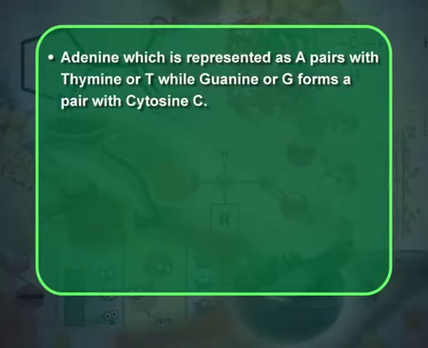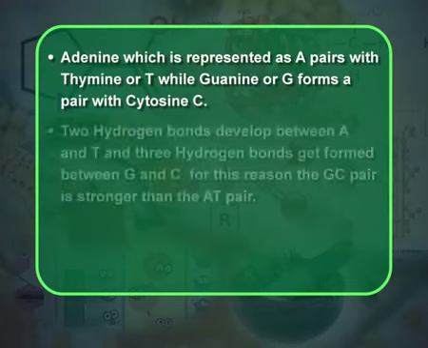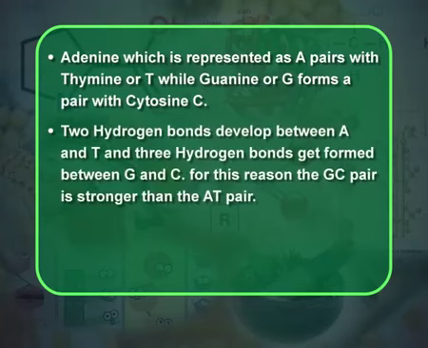Adenine, which is represented as A, pairs with thymine or T, while guanine forms a pair with cytosine, that is pairing between A and T and between G and C. Now, 2 hydrogen bonds develop between A and T and 3 hydrogen bonds form between G and C. This is why the GC pair is stronger than the AT pair.